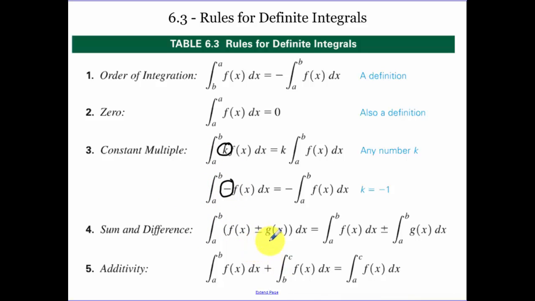And then you can take a sum or a difference and separate it out into different integrals. And then if you have the area from a to b, and then from b to c, that's the total area from a to c.